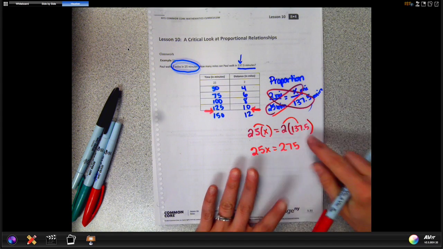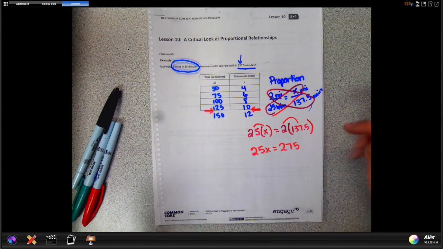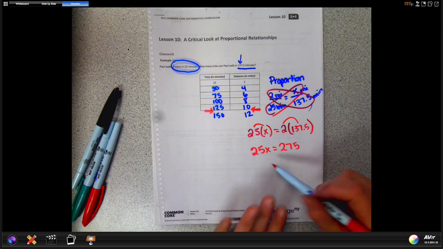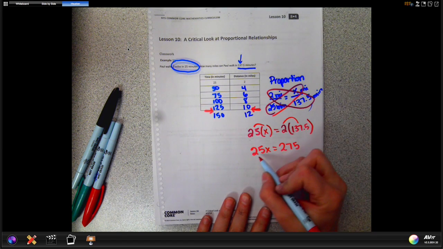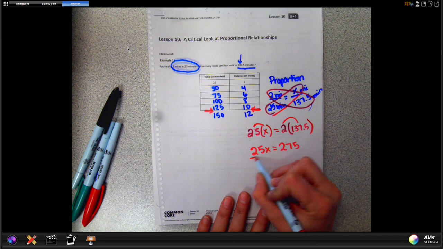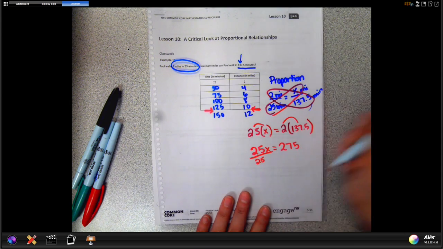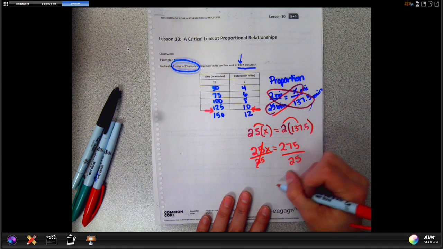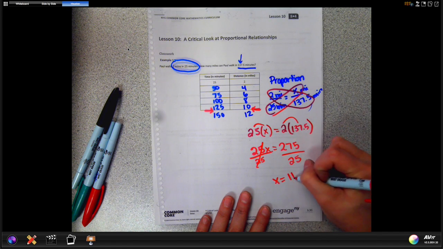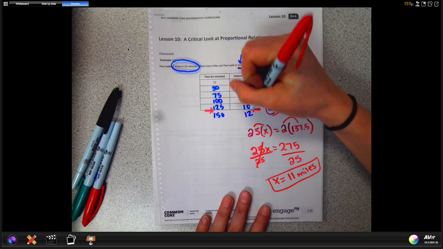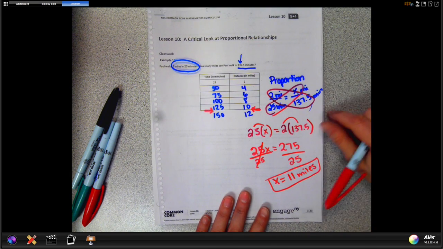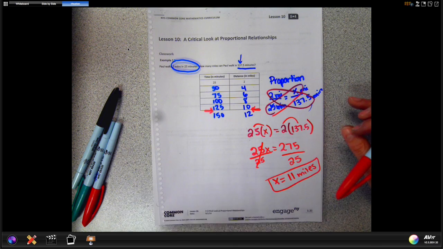Before, we had to set up a chart and solve it. Well, this doesn't need a chart because you're already at the last step. The last step in solving our linear equation was to divide by whatever was next to x. So we divide by 25 here and by 25 here, and you end up with x equals 11. We're talking about miles, so x equals 11 miles. Does that check out with our chart? Does 11 fall between 10 and 12? It sure does. This is the basis of this whole lesson.